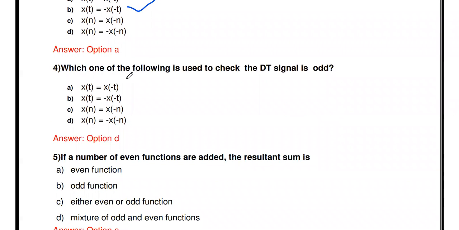Similarly for discrete time: which one of the following is used to check whether a discrete time signal is odd? That is x of n equals minus x of minus n. So even means x of t equals x of minus t, and odd means x of t equals minus x of minus t. For a discrete signal, even means x of n equals x of minus n, and odd means x of n equals minus x of minus n. These are all the conditions to check for even and odd signals.